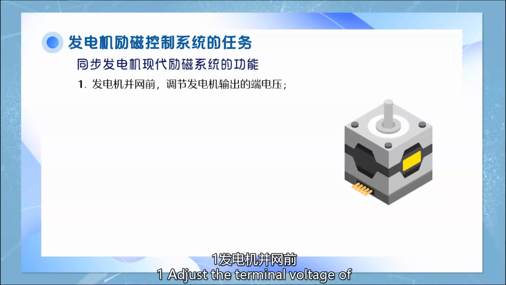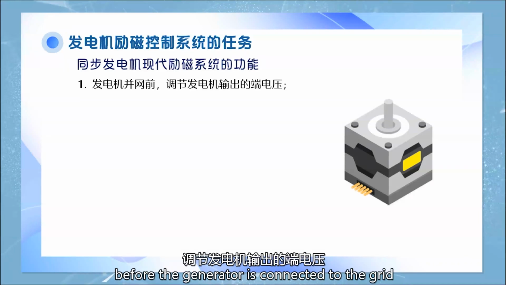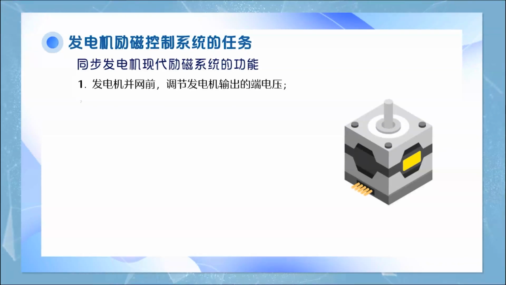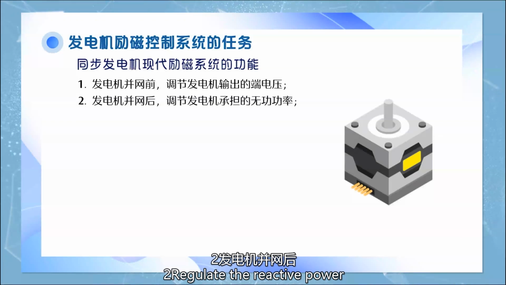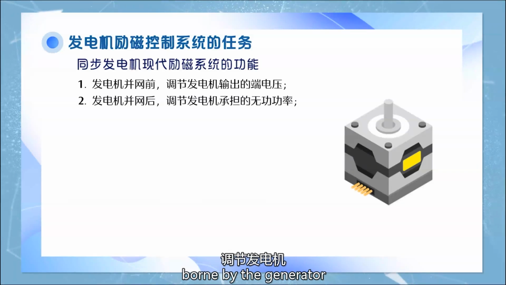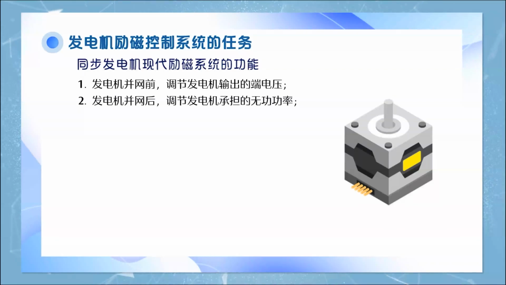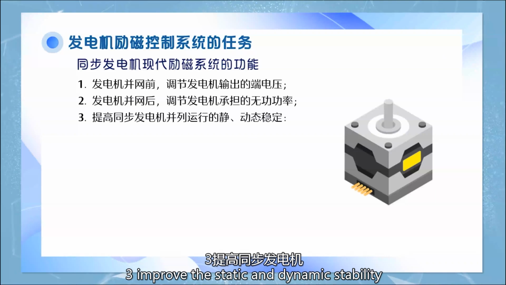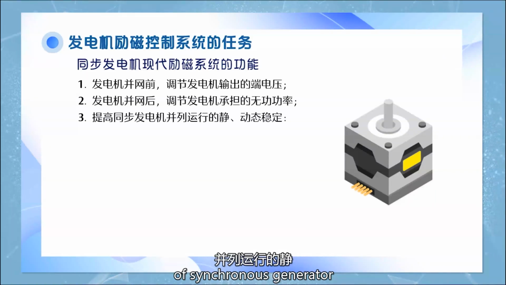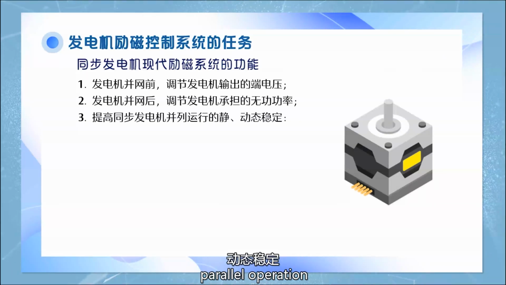First, adjust the terminal voltage of the generator output before the generator is connected to the grid. Second, regulate the reactive power borne by the generator after the generator is connected to the grid. Third, improve the static and dynamic stability of synchronous generator parallel operation.